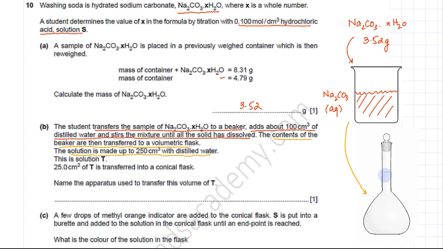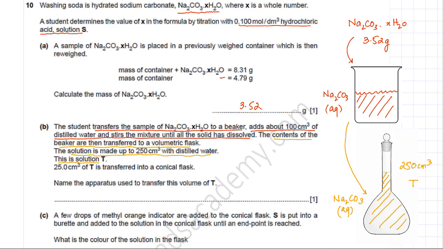Once you add more water, the volume of the solution increases. You're going to dilute the solution. Eventually, all the sodium carbonate would be present in a 250 cm cube solution. This is solution T, so he's given the name of the solution as well. And what does T contain? It contains the same sodium carbonate that's dissolved, only the solution is now more dilute. It has more volume because you've added a lot of distilled water. So this is sodium carbonate aqueous after being transferred to a volumetric flask and adding distilled water to make a larger volume, a 250 cm cube solution. So we've diluted the solution.